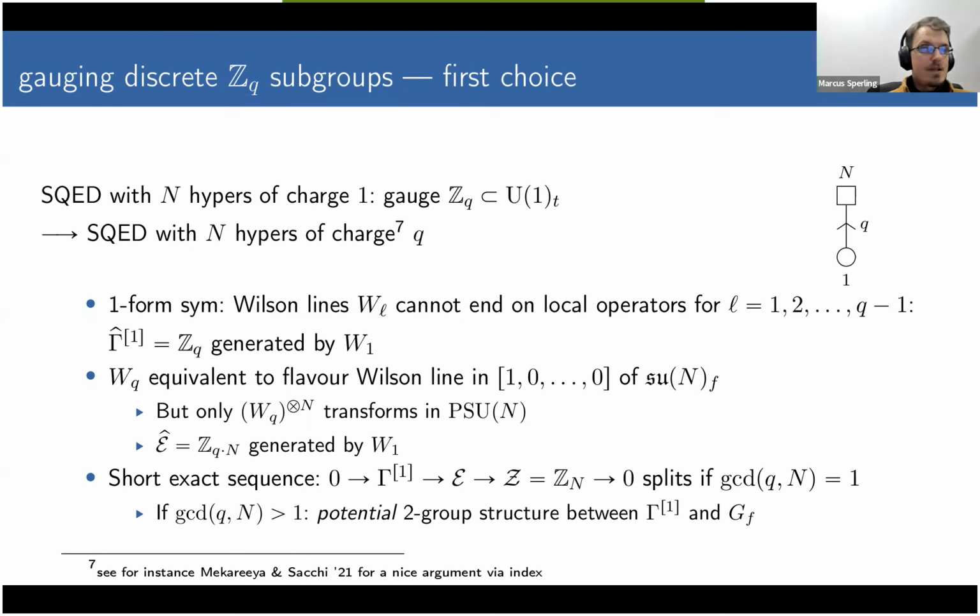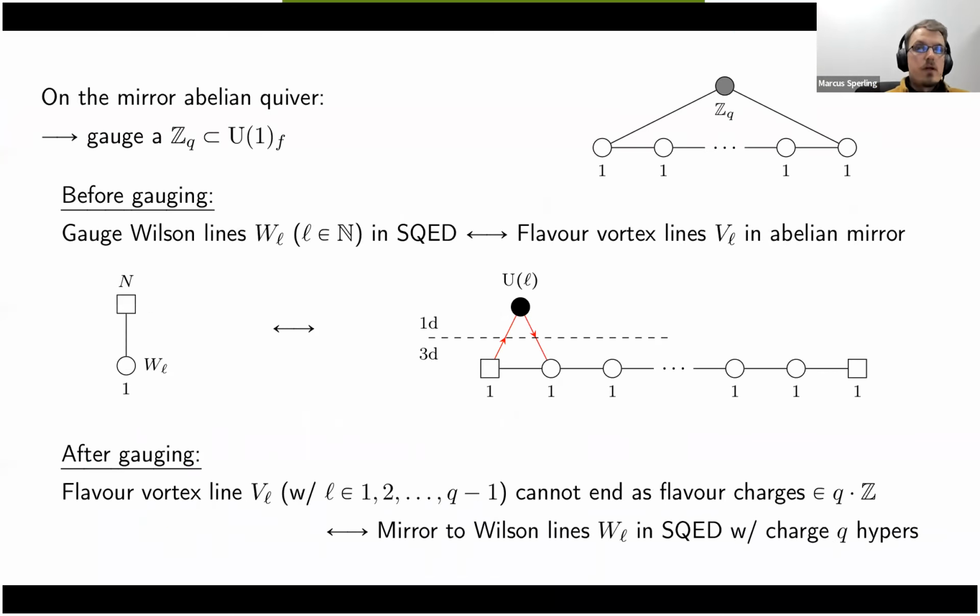Now, let's ask the question, what is the corresponding mirror? Well, the corresponding mirror is nothing else than you take the abelian mirror and you gauge the ZQ in the flavor symmetry. So formally you can write down what looks like the affine quiver. You have n-1 U(1) nodes, and you have one node on the top, which is a discrete gauge node, so a ZQ.